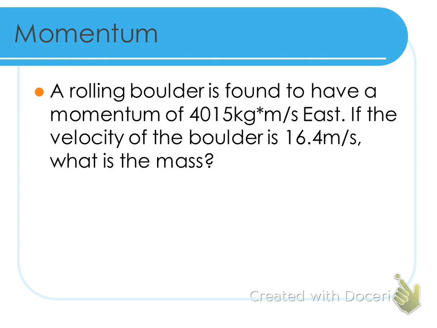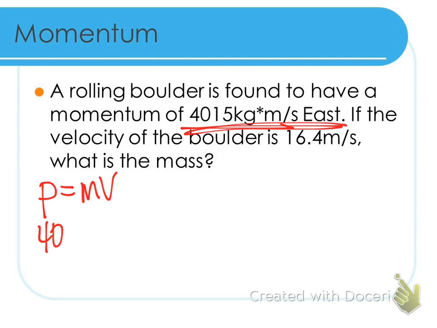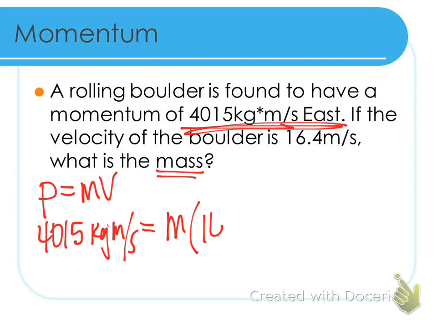All right, another momentum problem here. It says a rolling boulder is found to have a momentum of 4,015 kilograms times meters per second east. If the velocity of the boulder is 16.4 meters per second, what is the mass? Okay, this time we were given our momentum, 4,015 kilogram meters per second, equals mass, which is what we're trying to solve for, times velocity.